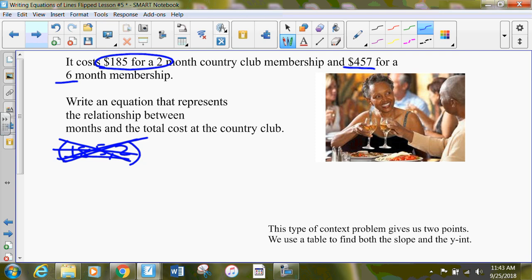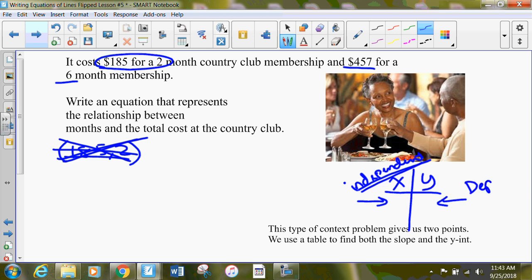Do you remember way back, we talked about it at the beginning of the year, but you also talked about it in middle school. When you're looking at the X column and the Y column, any number you put in the X column is called the independent variable. We can put anything in the X column, but the Y column is the dependent variable because it's dependent on what we put into the X column.